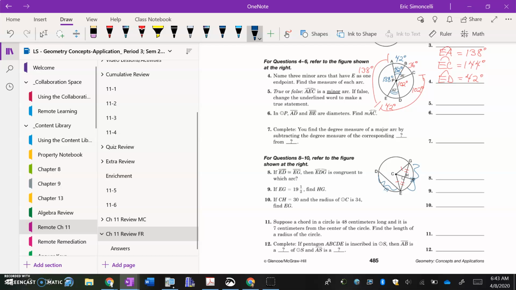But it might be worthwhile here separately noting that arc ED is congruent to arc EG. Because again, the chords are congruent, so should those respective arcs that are created by those be. Okay, so arc EDG.